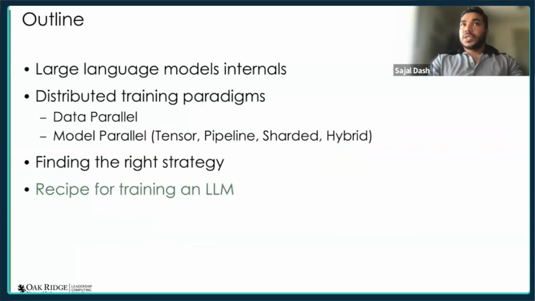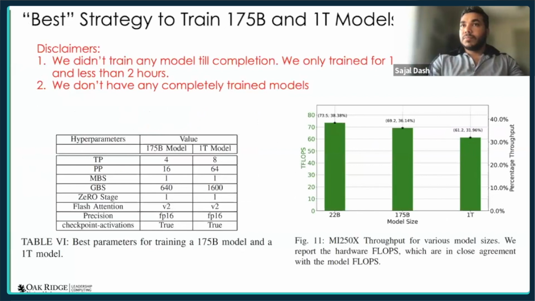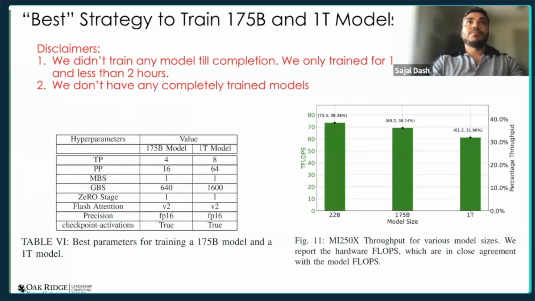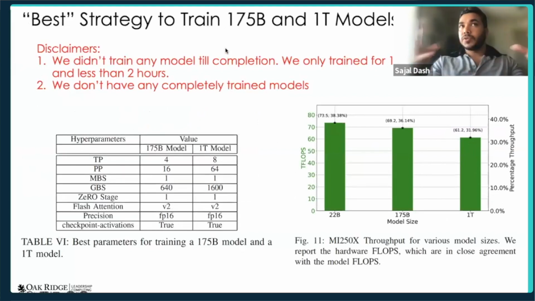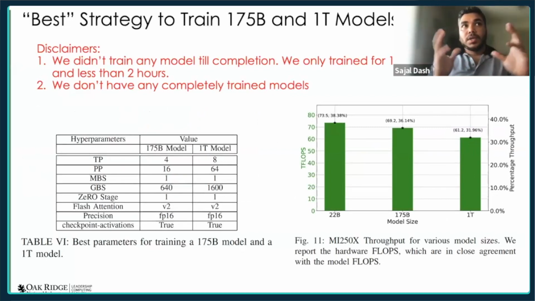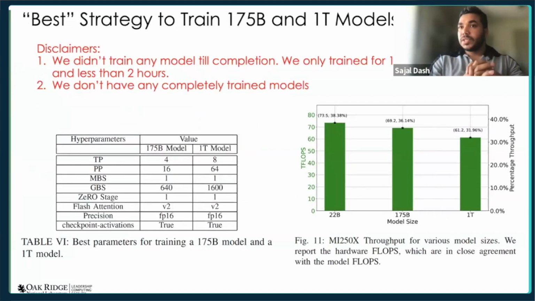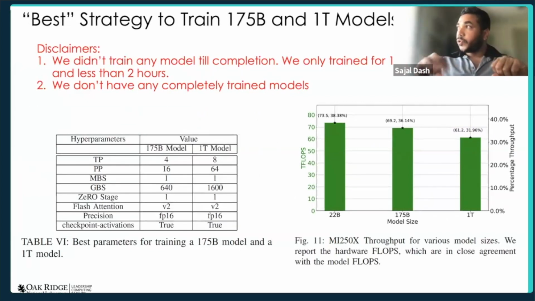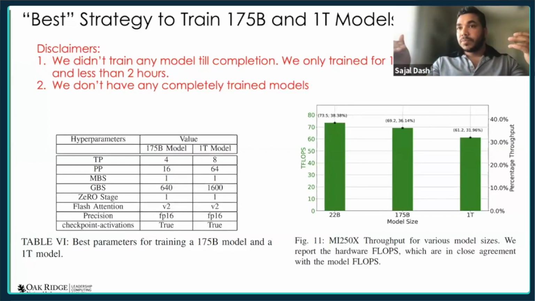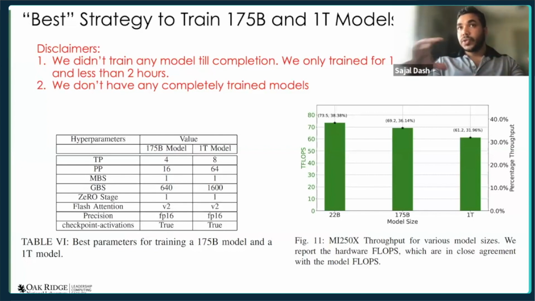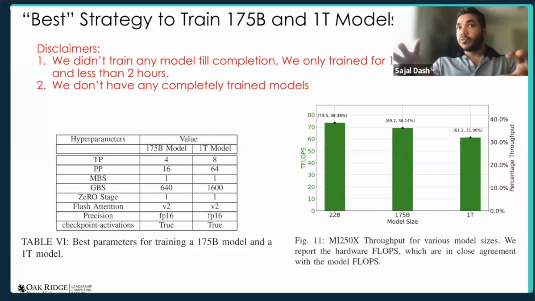Combining these all together, we tried to train some large models, of size 175 billion parameters and 1 trillion parameters. A few disclaimers: we did not train the models to completion. Completion, in the sense, means you train the model on 20 times more data than the parameters. So for a 1 trillion parameter model, ideally you want to train on 20 trillion tokens. But we mainly wanted to establish a workflow for how to train this model.